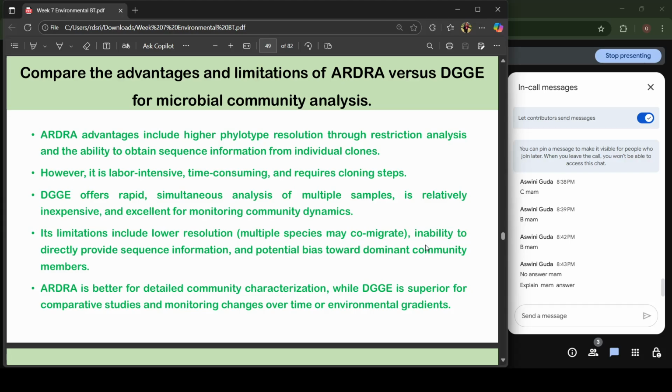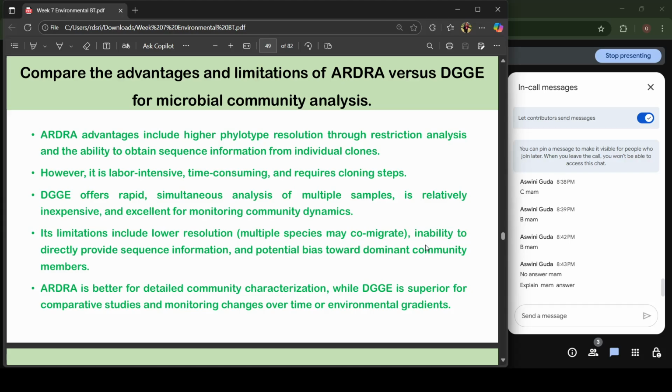And one more thing is, it can be biased towards dominant community members, whereas the less dominant community members could be ignored using DGGE. So when to go for ARDRA and when to go for DGGE?